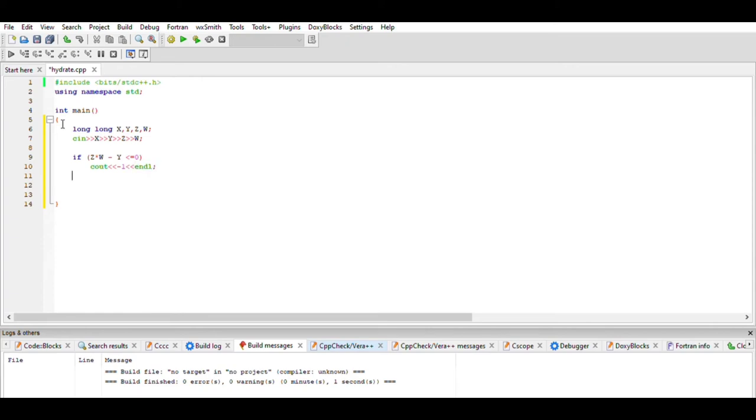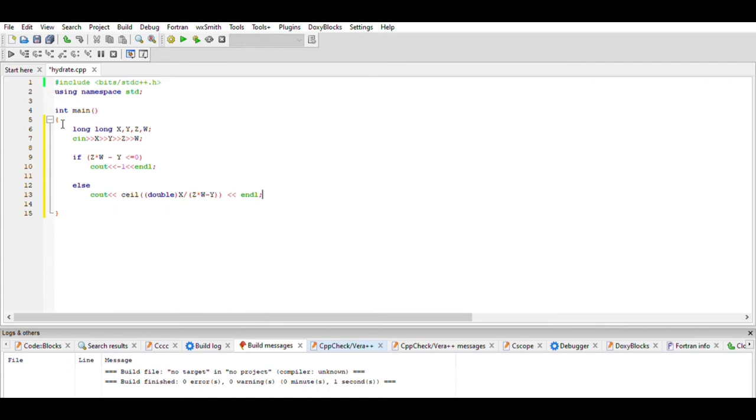So after that, let's write the else condition. Right, first of all, we have this double over here because we need to deal with a floating point value, right? We are doing division, so what we're going to get is a decimal value, so we can't deal with the integer. So for that, I'm typecasting the long integer into a double.